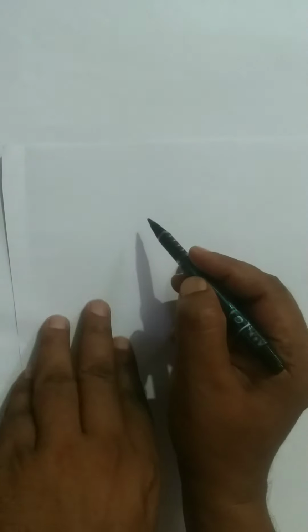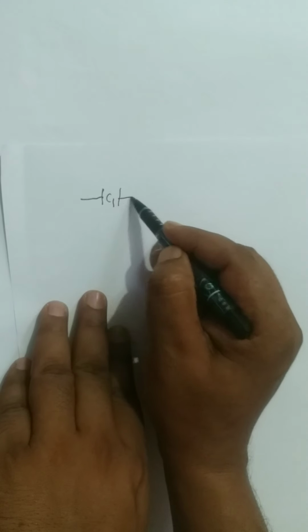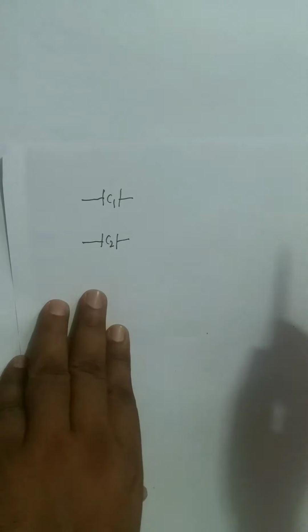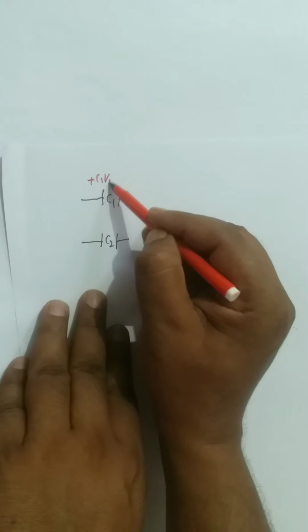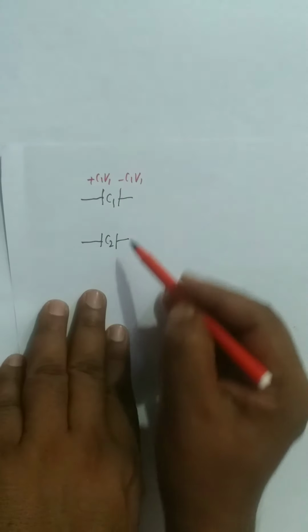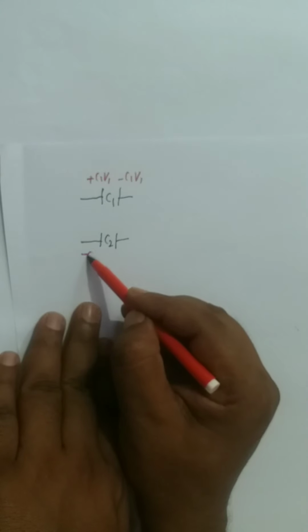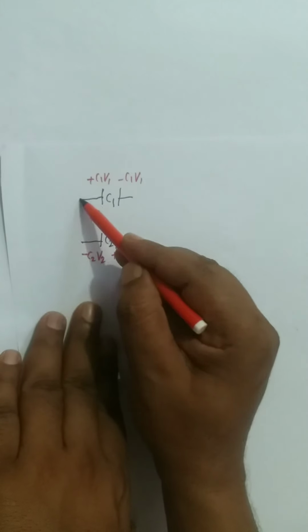Now the second possible case. You can have one more case where the positive plate of capacitor 1 is connected to the negative plate of capacitor 2. We can have this situation also. Plus C1 V1 minus C1 V1, and now you connect the positive plate of C1 with the negative plate of C2 as minus C2 V2 plus C2 V2. In this way you can connect the circuit.